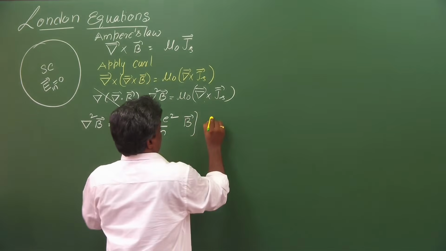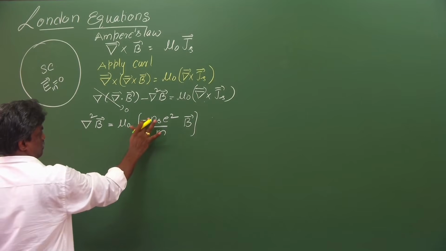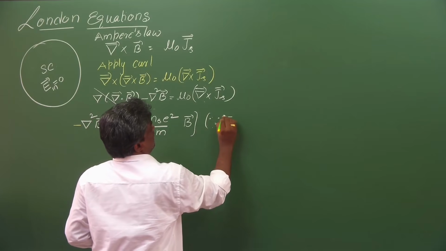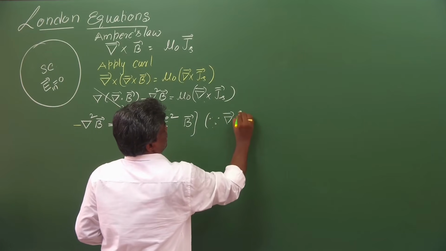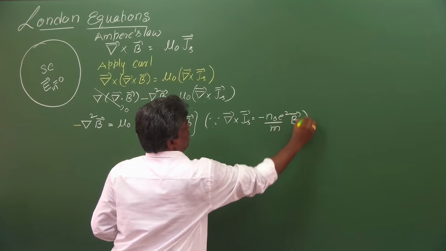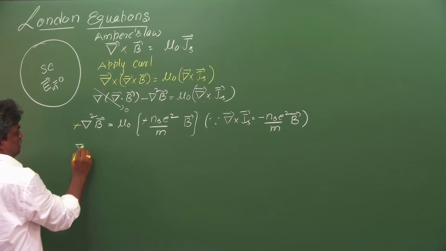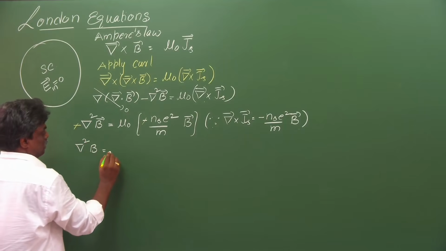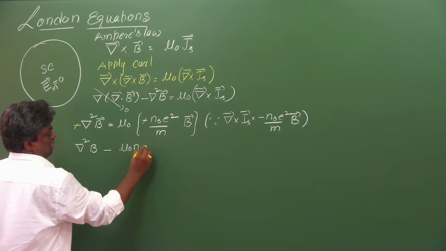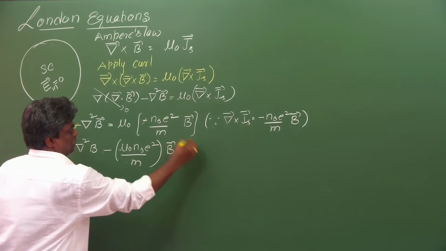This is from London's second equation: del cross Js equal to minus ns e square by m into B. So these two minus signs get cancelled, and finally I got del square B equal to mu naught ns e square by m into B.